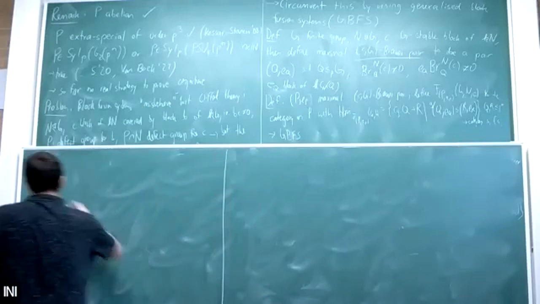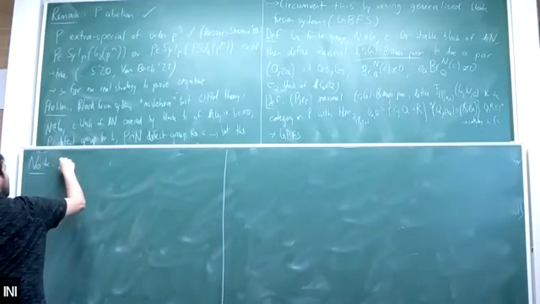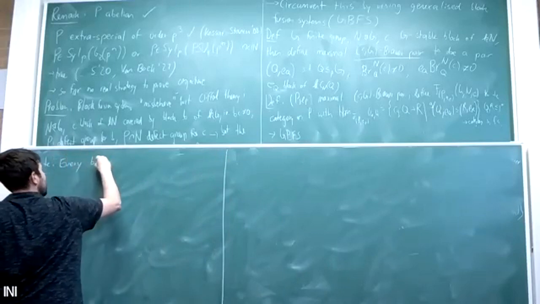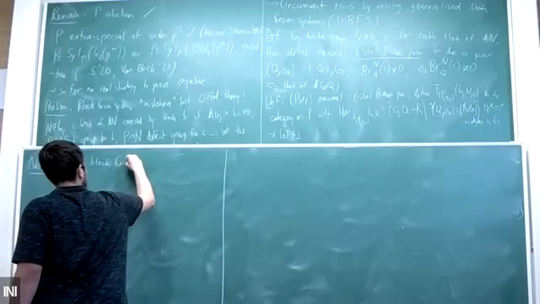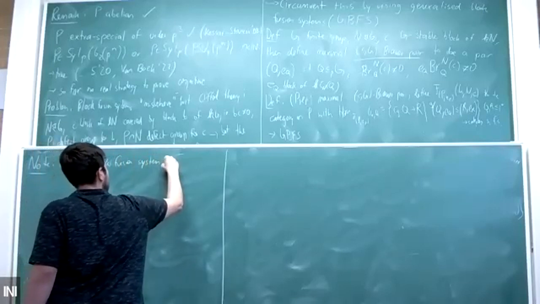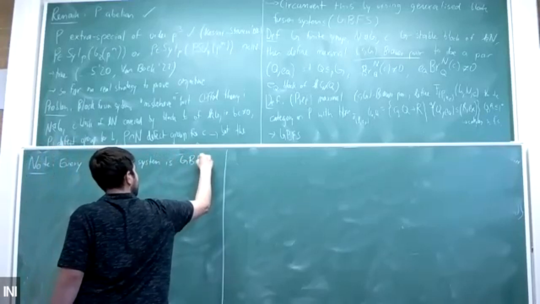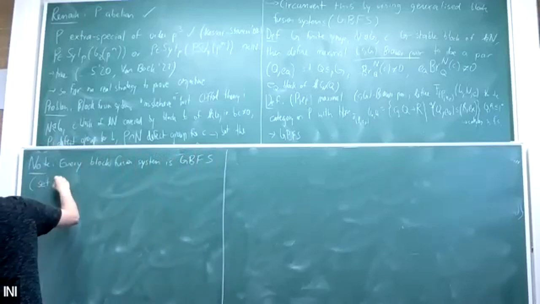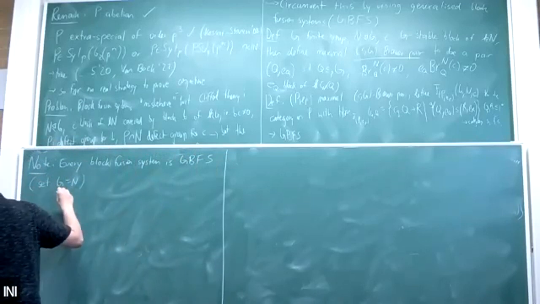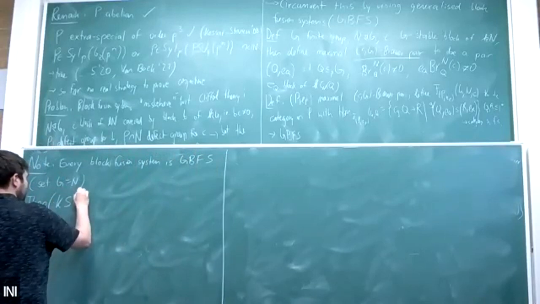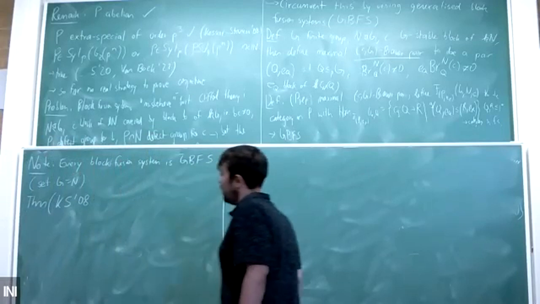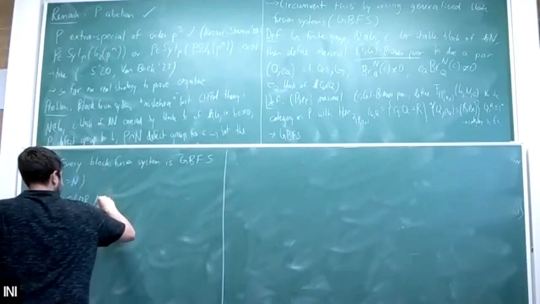Note, every block fusion system is a generalized block fusion system. You can see this if we set G to be the same as N in the definition. Okay, and now these generalized block fusion systems have some useful relations, and this has first been proven also in the Kessler-Stancu paper, but it has been slightly improved in Aschbacher, Kessler, Oliver.